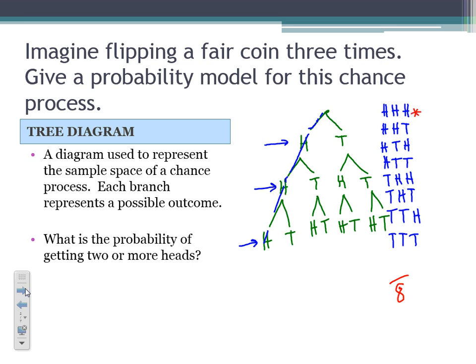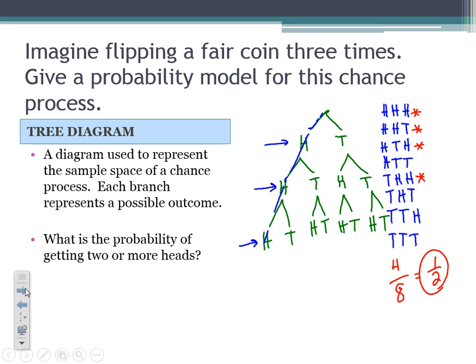Well, we've got our 3 heads. We've got heads, heads, tails, heads, tails, heads, and finally tails, heads, heads. So we have 4 different outcomes out of the 8 that produce 2 or more heads. And so our probability there would then be 1/2. Okay? Now, that's just a simple method to use to, again, find the sample space of simple probability settings.